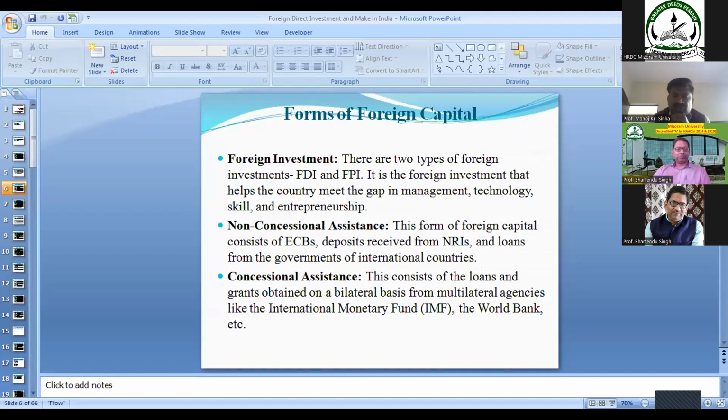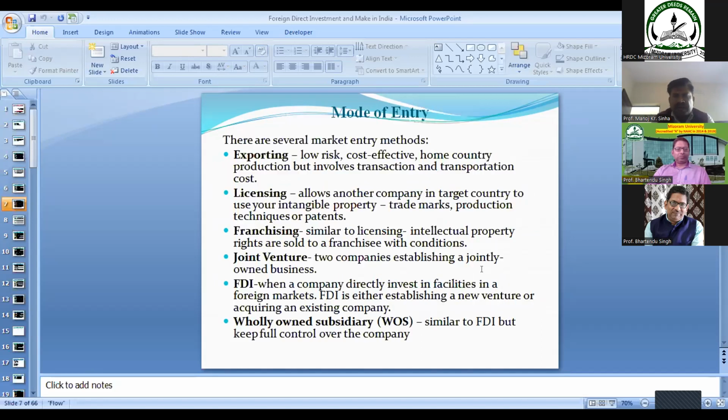It is an instrument launched by the government for the purpose of raising foreign capital for a specified purpose. You have to mention in advance for what purpose you are importing the capital from abroad, or we can take a loan from another government at the market rate. We can also raise funds from international agencies such as the International Monetary Fund or World Bank and other agencies. Next, the mode of entry: how we can enter the foreign market.